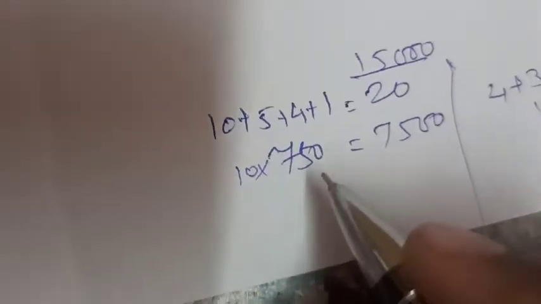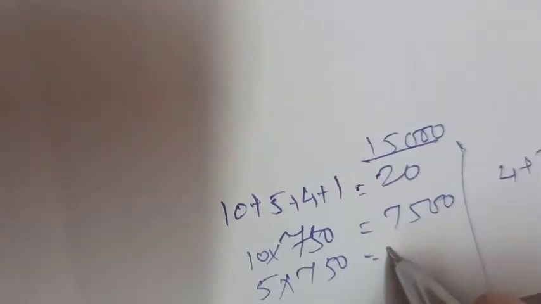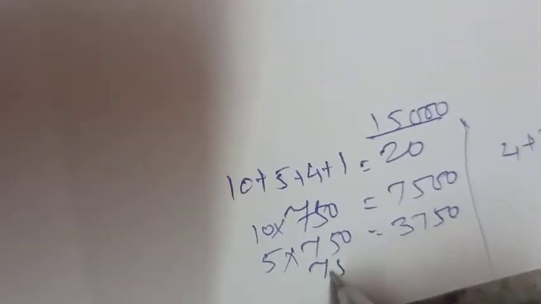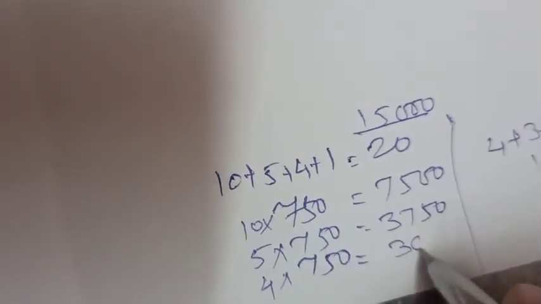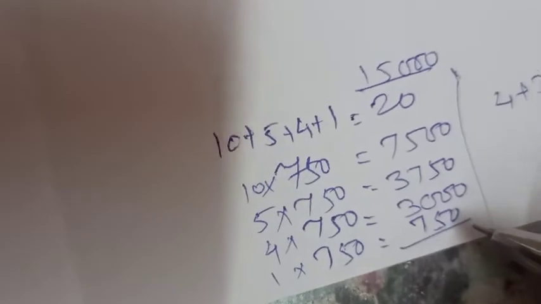750 into 10 is 7,500. 750 into 5 is 3,750. 750 into 4 is 3,000, and 750 into 1 is 750. Just for rechecking, you can sum these totals. So the total is 15,000.